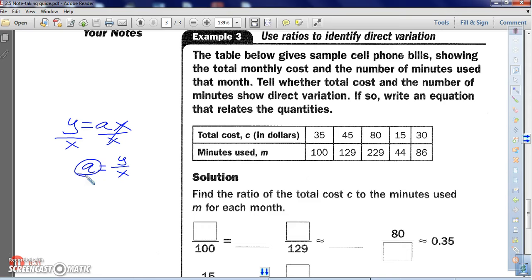And so, if a is a constant, that means if I divide the y by the x, I should always get the same number. So in this problem, we're looking at this table. Now, actually, I think there's a mistake on here. I think the table is upside down. I think it should be flipped over. So I'm actually going to fix this. I'm going to put the 100 up here, 129, 229, 44, and 86. So I'm going to flip that table over. Okay. So these are the minutes up here.